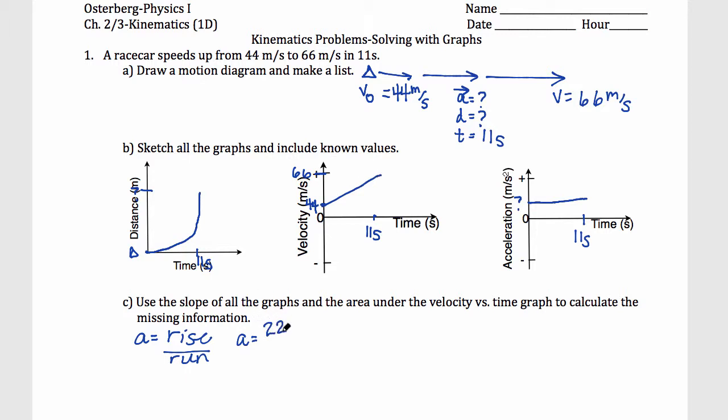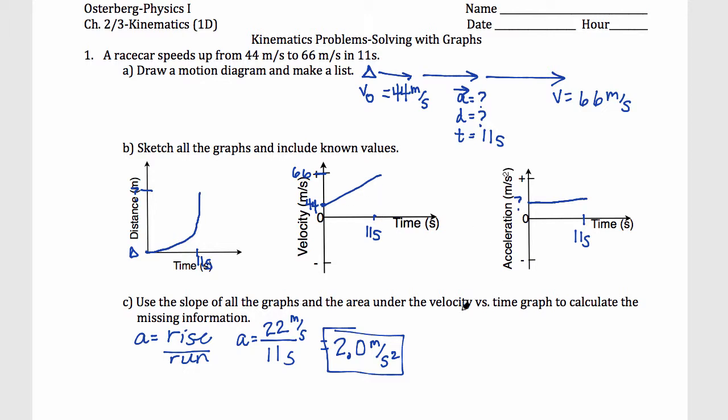for your rise. And then your run is 11 seconds. So this goes over 11 seconds. So you've got 22, if you want to look at units, 22 meters per second over 11 seconds is the run of that line. So then you get 2 meters per second. And we can actually have 2 sig figs here. I'm not as worried about this in this chapter, but I'm going to use sig figs. So it's meters per second per second, which is meters per second squared. So there, I just figured out the acceleration by looking at the slope of this line, rise over run.